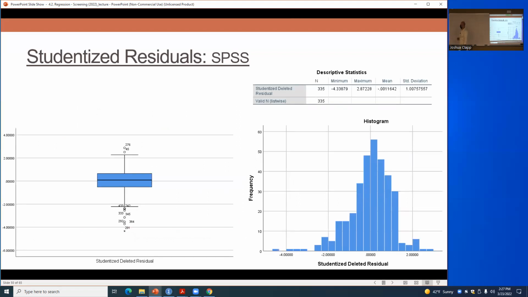Okay, so if I go through and calculate studentized residuals in SPSS, here's what I get for this model. We already looked at this a little bit, but any concerns with our residuals here? Anything here that looks like a problematic discrepancy?